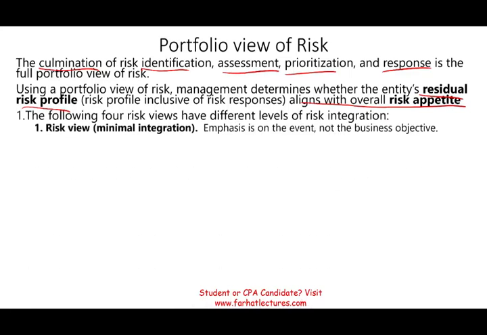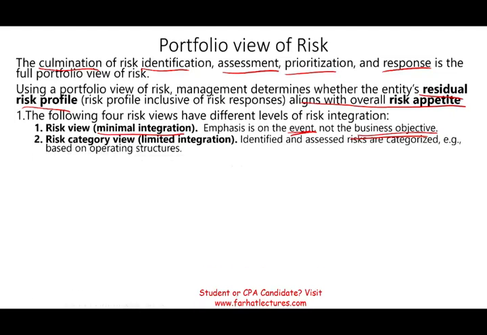The first one is called minimal integration or risk view. What happens here? The company might say, okay, we only deal with risk on an event by event basis. So something happened, we'll deal with it. We don't link risk to our business objective. So we don't say, this is our business objective and these are the risks. No, we don't do that. The way we look at risk in our company, once a risk happens or once we know a risk, we deal with it. We don't link it to any business objective, which is minimal integration, like a case by case basis. Or we could have limited integration.